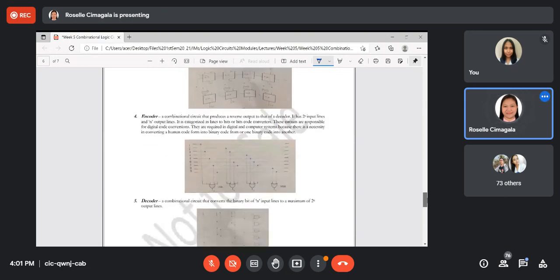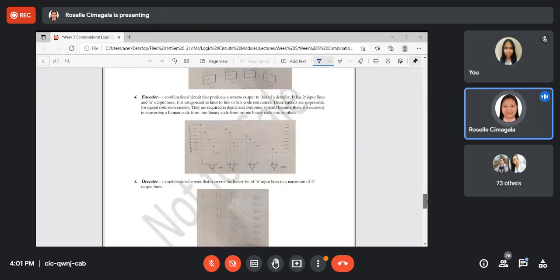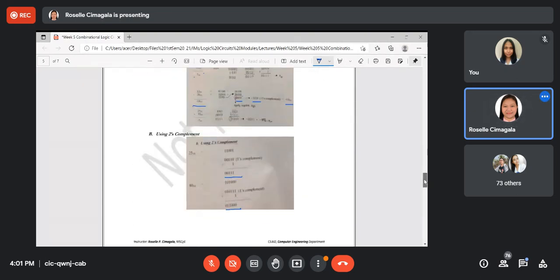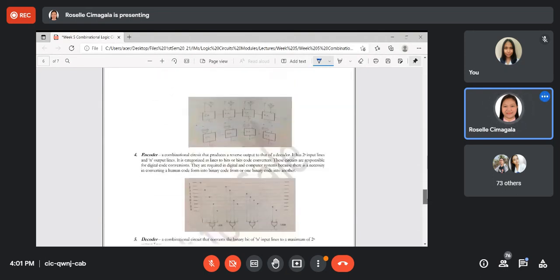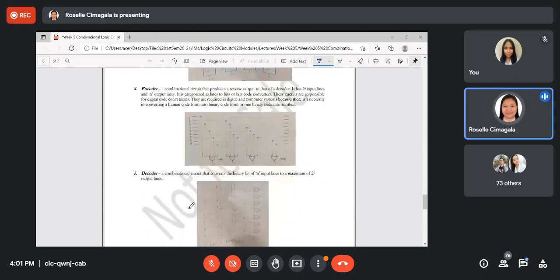How about encoder combinational circuit, no? Other subtractor, maura gyapon ng other, nalang kay i-complement, nalang kay reverse, no? Si encoder combinational, it's a circuit that produces reverse output to that of the decoder. So, sa maning si decoder, sige, opposite siya ni, encoder opposite ni decoder.